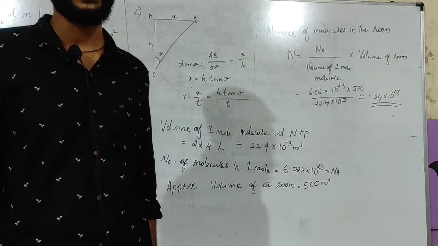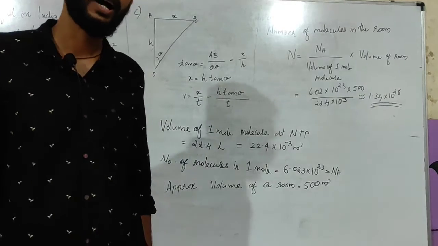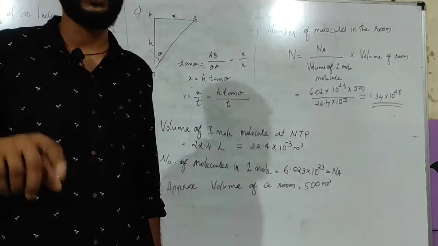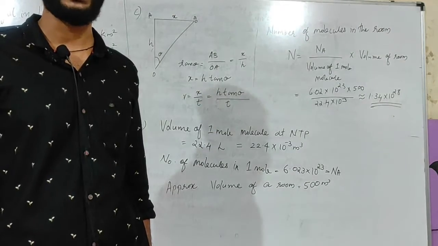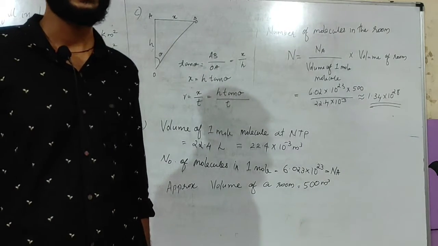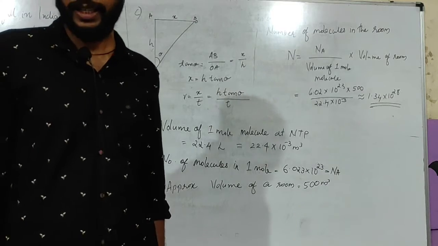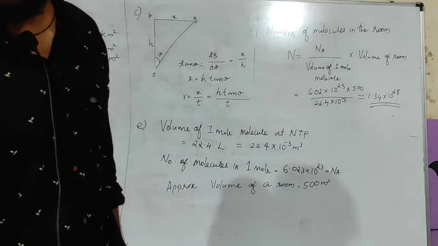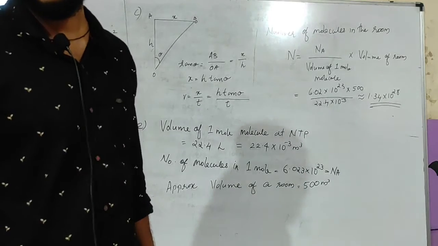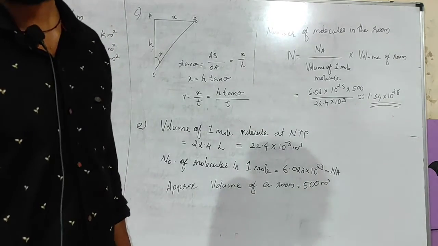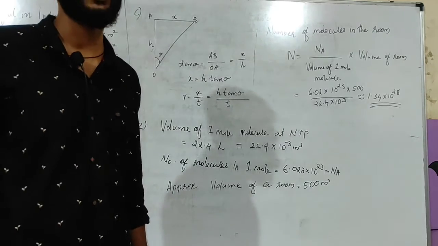The radius is 8 centimeters, and you have to find the area of that circular portion, which is equal to pi r square, where r is equal to 8 centimeter. The thickness of the hair you have to consider as 10 into 10 raised to minus 5 centimeter. You just note down those values.